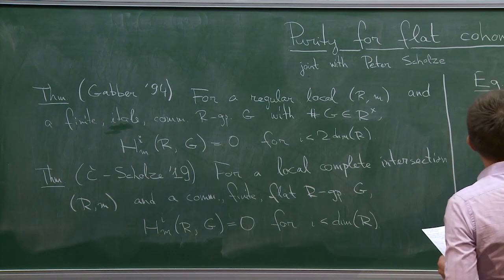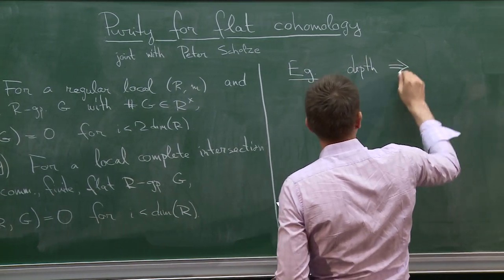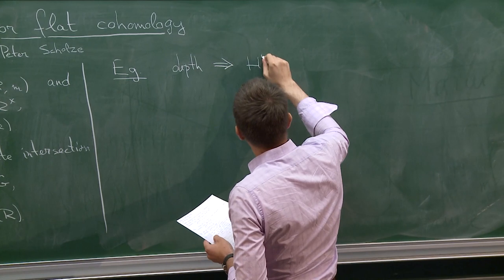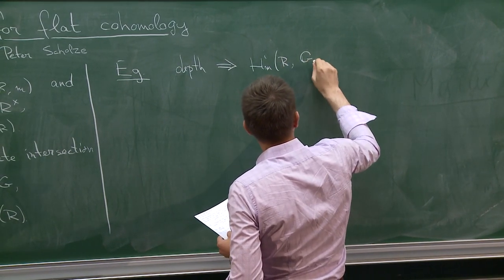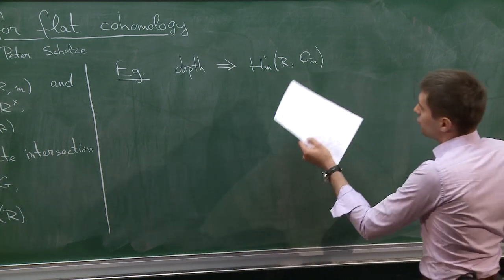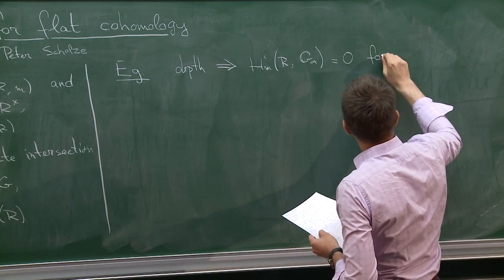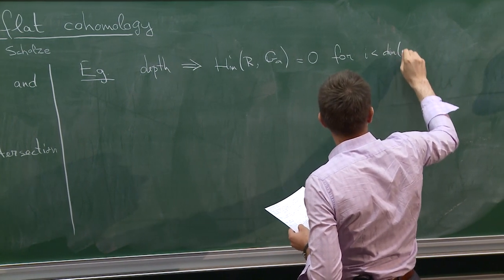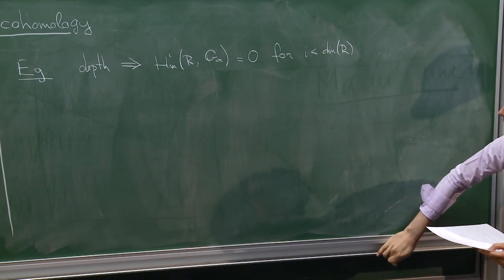So, firstly, by the cohomological characterization of depth in commutative algebra, the cohomology with supports of this local ring R and with coefficients in the structure sheaf, or G_a in other words, vanishes in cohomological degrees less than the depth, which in this case is equal to the dimension of R, because R, being a complete intersection, is of course Cohen-Macaulay.